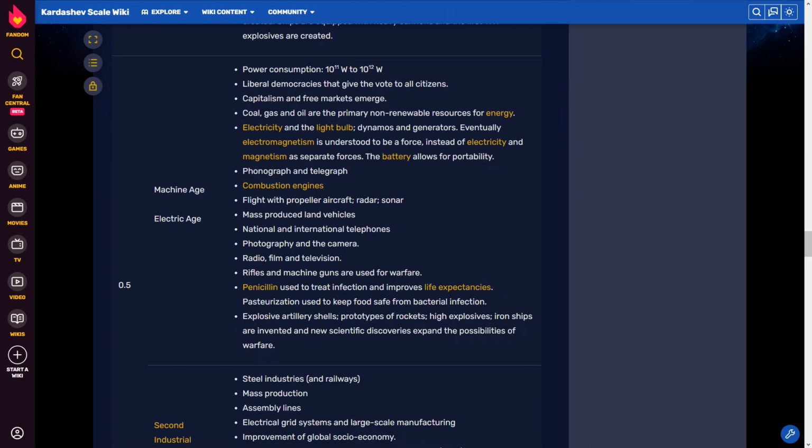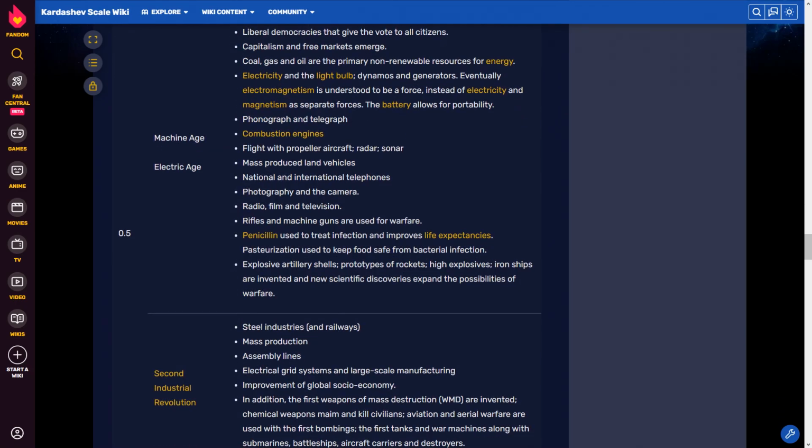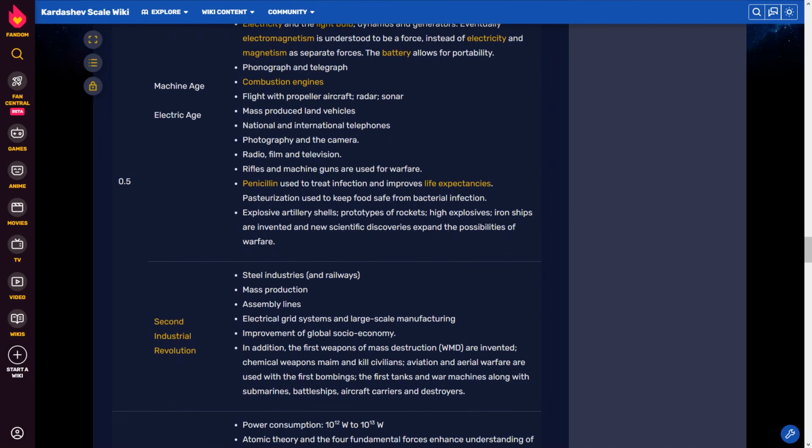The battery allows for portability. The phonograph and the telegraph. Combustion engines. Flight with propeller aircraft, radar, sonar. Mass-produced land vehicles. National and international telephones. Photography and the camera. Radio, film, and television.